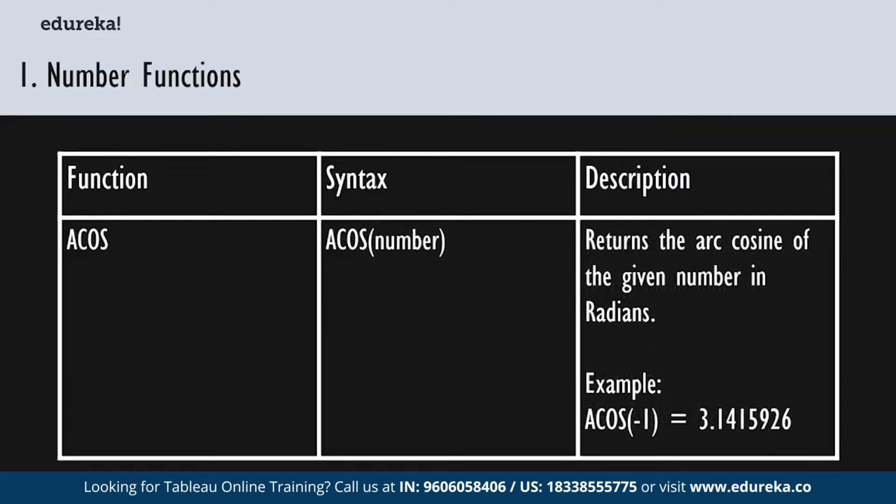So our next function is the arc cosine, or Acos. It basically returns the arc cosine of the given number. And the result will always be in radians. So if you give an arc cosine of -1, you're supposed to be getting something along the lines of 3.1415926. As simple as that. So let's go back to our Tableau desktop and run this and see.